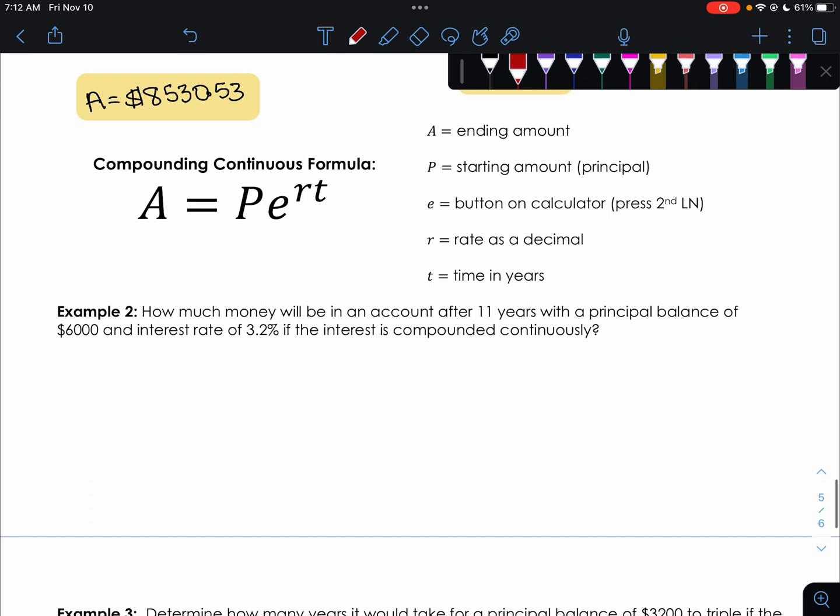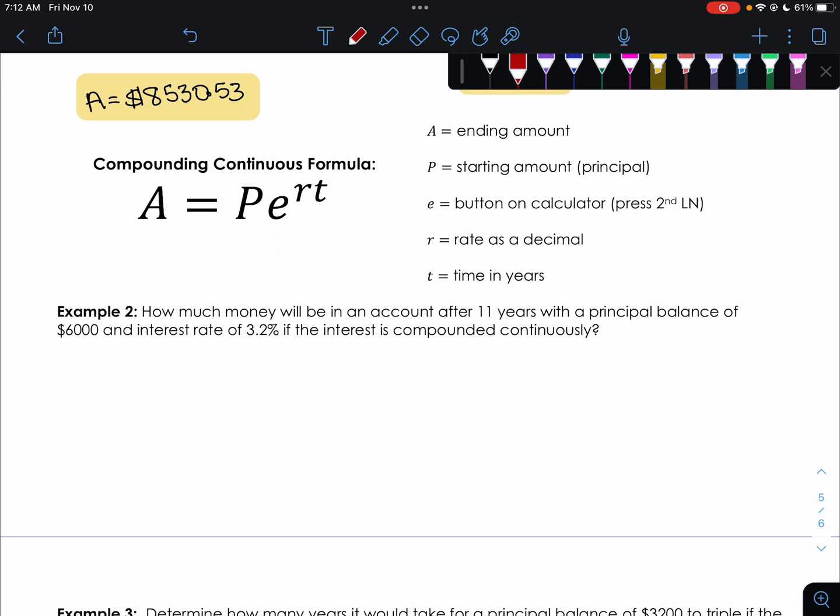So now looking at the next one, it is the formula that we use for when it is compounded continuously. So we have some of the same variables. A is still our ending amount. P is our starting amount. E is a button on the calculator. So to get that, you'll put a second LN, which is next to the number 4. Our rate is still as a decimal, and T is our time.